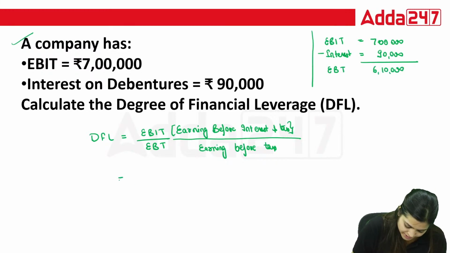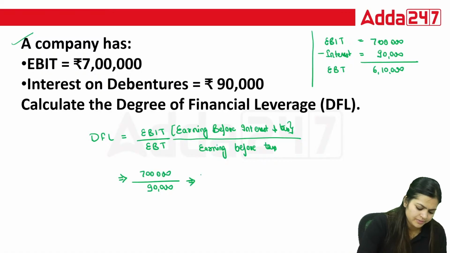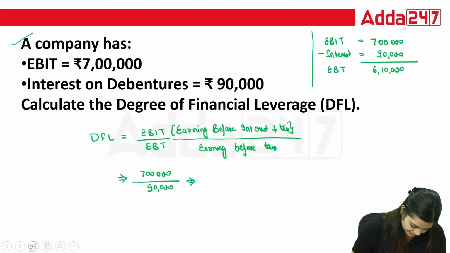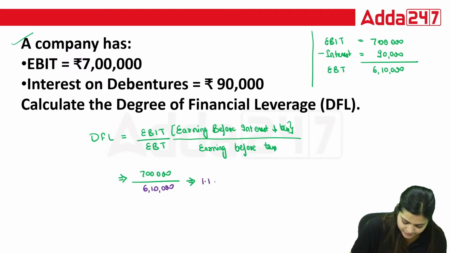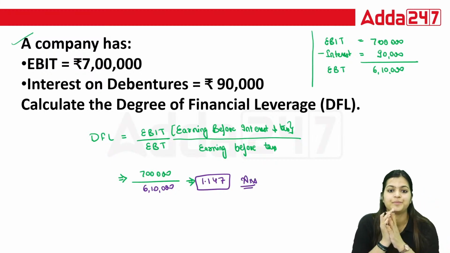So here your EBT is going to be 7 lakhs minus 90,000, that is 6,10,000. So EBIT 7 lakhs divided by EBT. What is your answer? I'm so sorry, EBT is not 90,000, it is 6,10,000. So 7 lakhs divided by 6,10,000. Your DFL is going to be 1.147, and this is your answer for DFL.